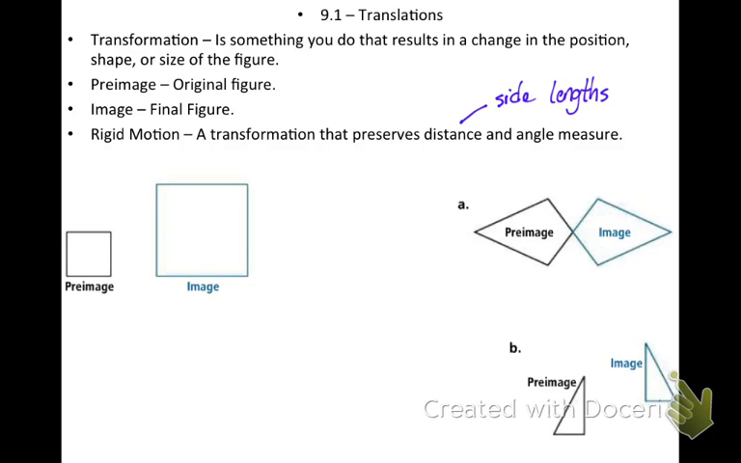So again, this first one, looking at pre-image to image, my side length changes, so this would not be rigid motion. A and B both here would both be yes because my angles are staying the same, and the size of my image is also staying the same. So the first is not, the second two, though, are rigid motion.